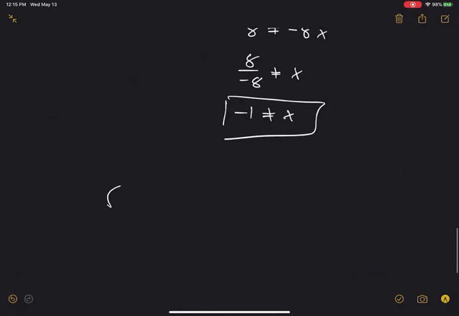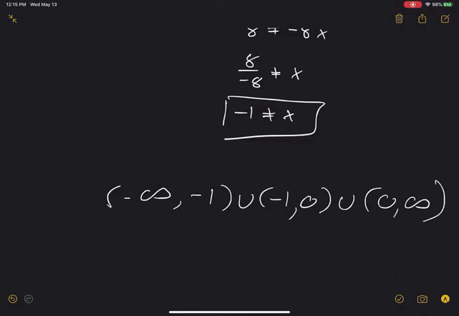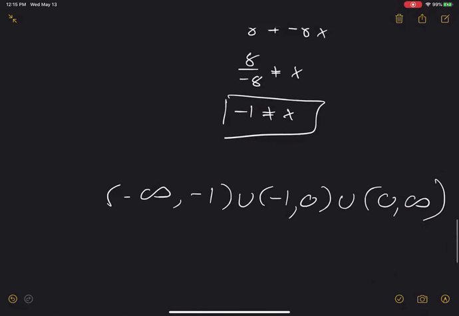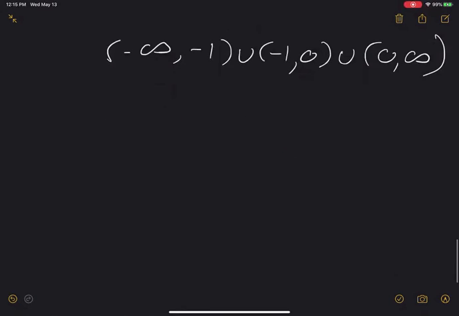How do we write that? Negative infinity to -1, just like this. So negative infinity to -1, union -1 to 0, union 0 to infinity. The other two parts of problem 1 are similar. It's just f composed with f and g composed with g. Same principles.